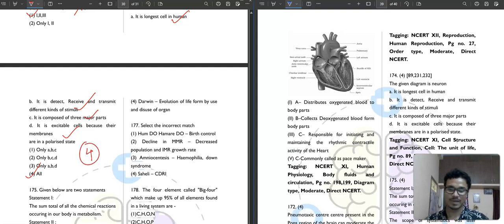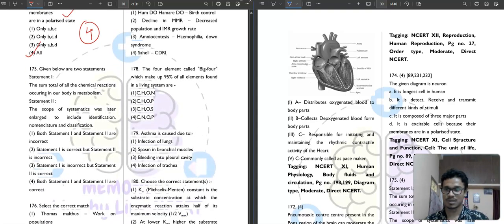Then question number 175, a statement based question. Statement first: the sum total of all the chemical reactions occurring in our body is metabolism. Is it correct? It's absolutely correct. Statement second is saying that the scope of systematics was later enlarged to include identification, nomenclature and classification, INC. So it is also correct. So the fourth option is your correct answer.